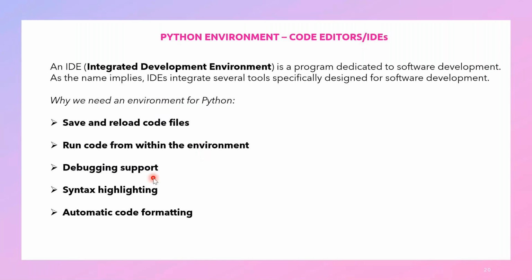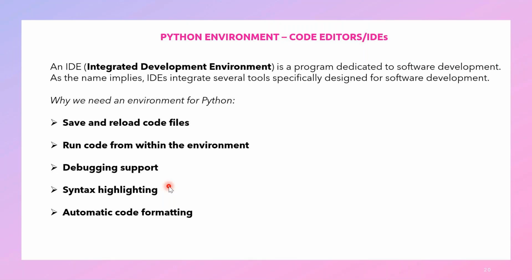Debug support is available. You can debug line by line to see what is happening and what the result will be during execution. Syntax highlighting: in case you mistakenly type anything, it will show you with an underscore. In Windows, if there is a syntax error, it will show, right? Likewise, it will show in the color formatting. So syntax highlighting will be there.